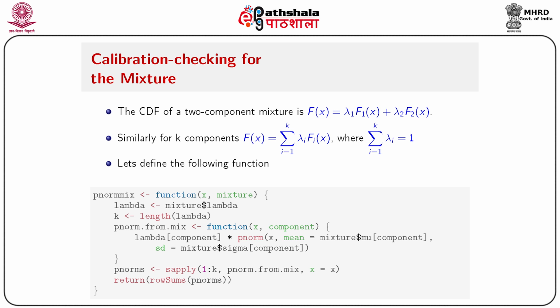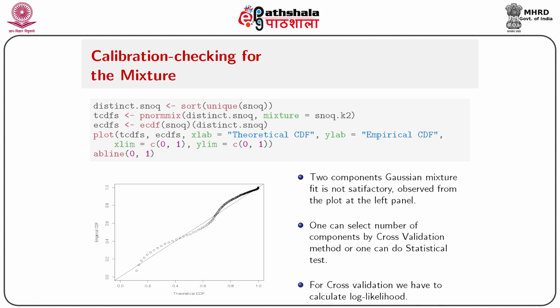Say distinct.SNOQ equals sort unique of the SNOQ data that we have. Then we pass those values and arguments to the pnormmix function that I defined in an earlier slide. That will give you the theoretical CDFs, and the ECDFs can be computed. ECDF is the rank of the data divided by n over the distinct.SNOQ values, and then plot the TCDF, with this xlab and this ylab.